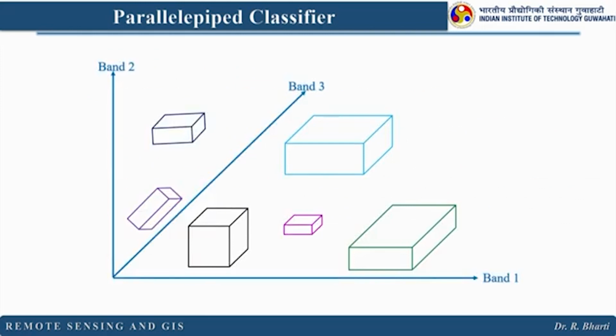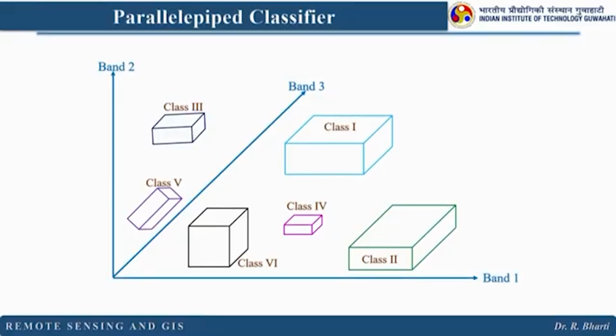So based on the logic which I have explained just now, for each class you will find the range, the minimum and maximum value. Let us assume you have a 3 band image as your input. For the training data of the cluster, you will identify bounding values like minimum and maximum for all these 3 bands, and accordingly these boxes will be made.